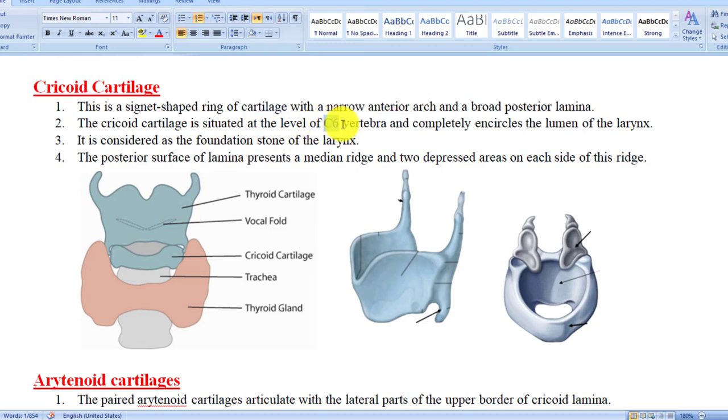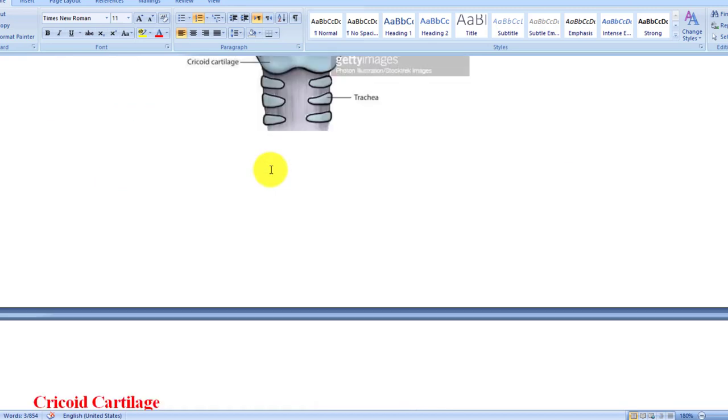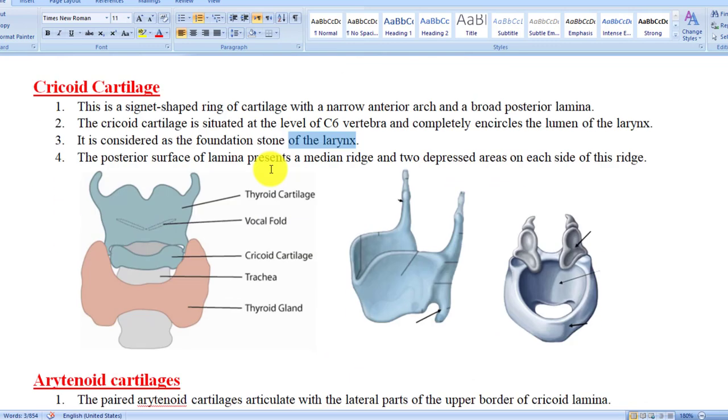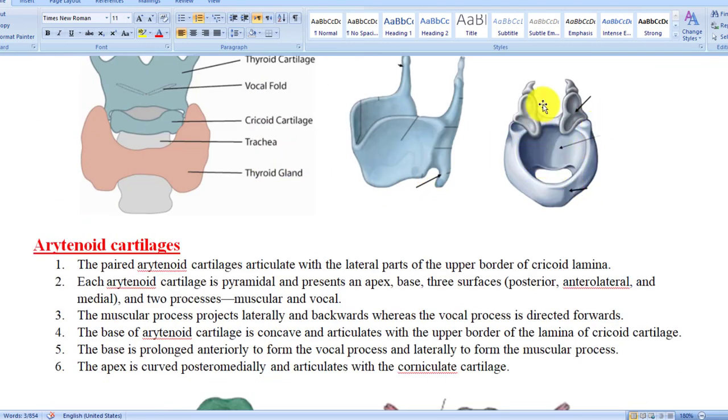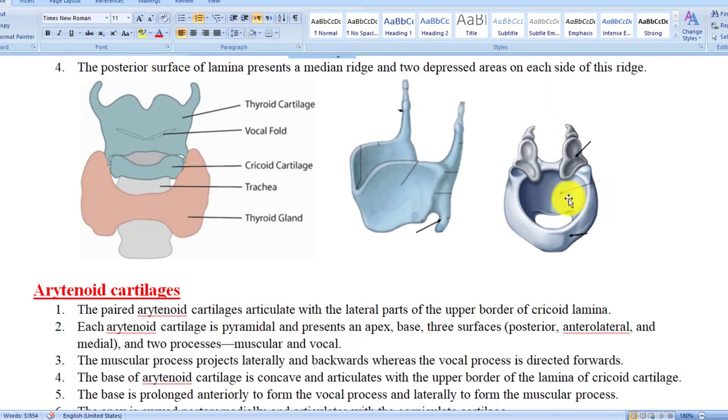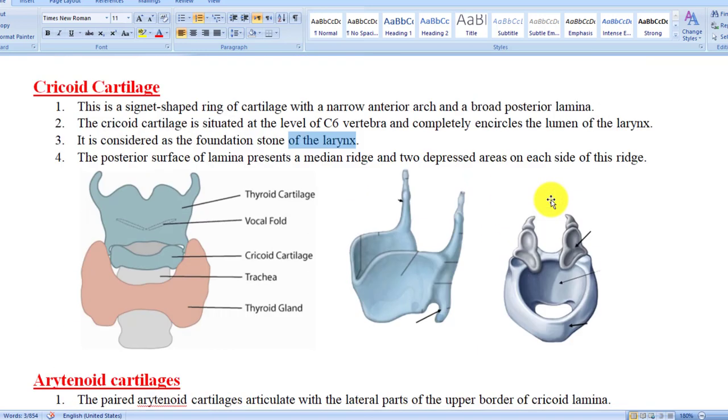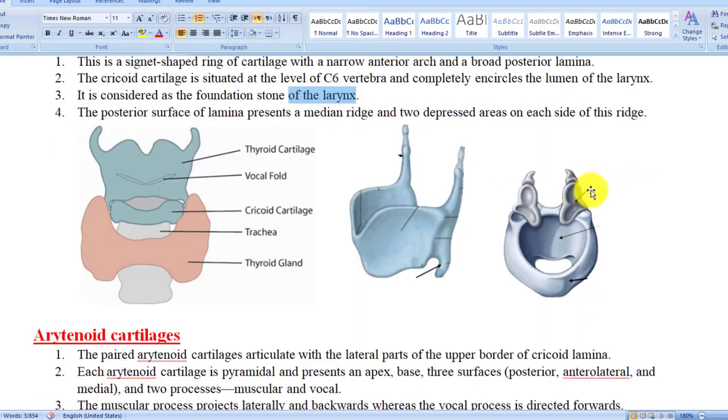Okay, this is its location. The cricoid cartilage completely encircles the lumen of the larynx. It is considered the foundation stone of the larynx. So all the above parts of the larynx are situated superior to this cricoid cartilage. That's why we say that it is the foundation for all the other parts of the larynx. The posterior surface of the lamina presents a median ridge and two depressed areas on each side.